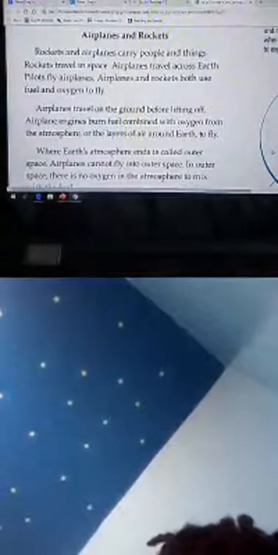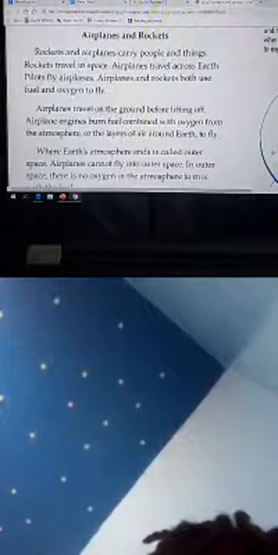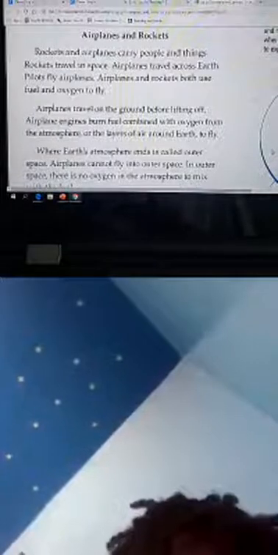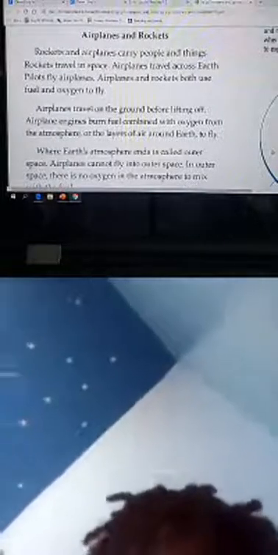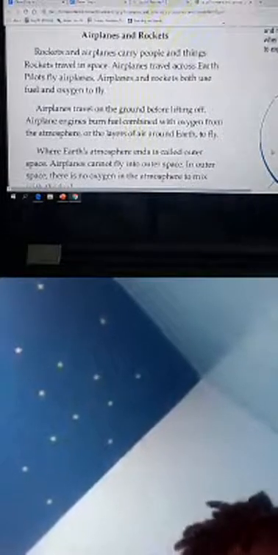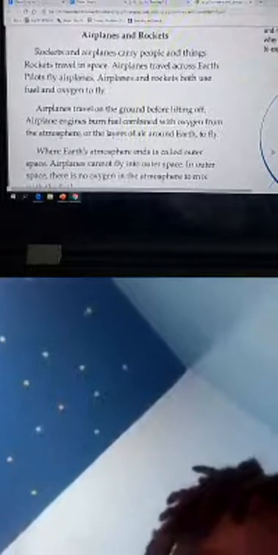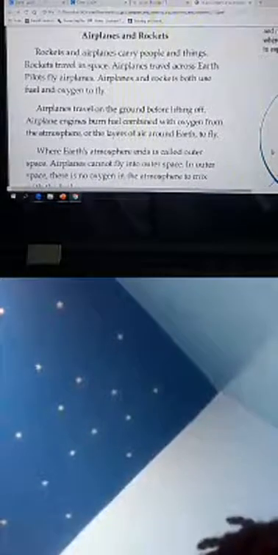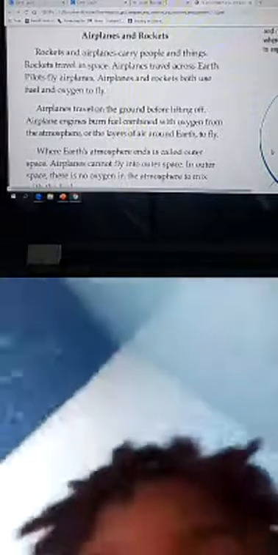Then we kept reading. It said rockets travel in space. You see it, Kayvon? Yeah. Rockets travel in space. Airplanes travel across Earth. Let's just look at those two sentences. I want you to tell me on the Venn diagram, how would you put the information we just read? It said rockets travel in space, airplanes travel across Earth. Compare or contrast? Contrast.